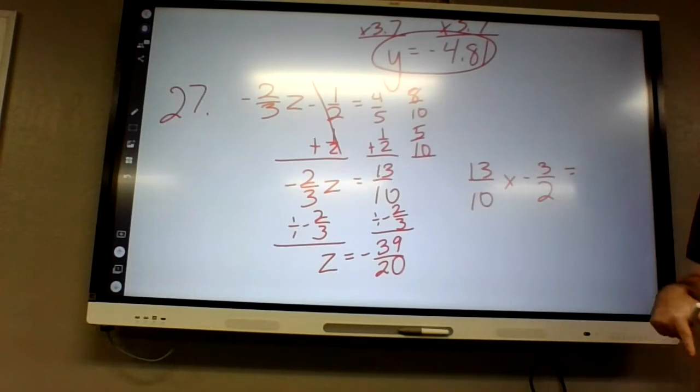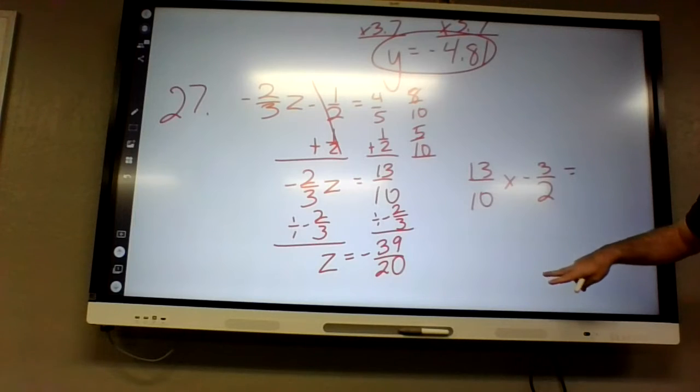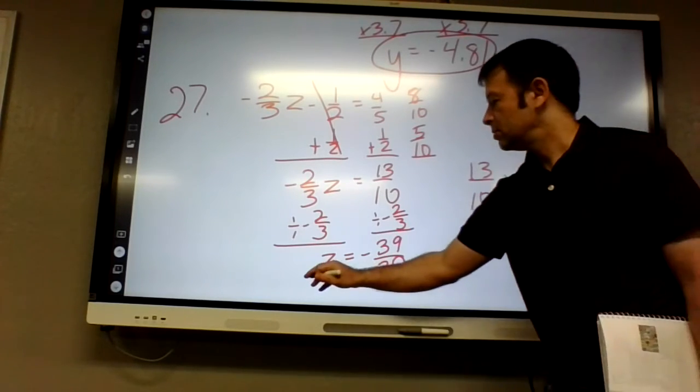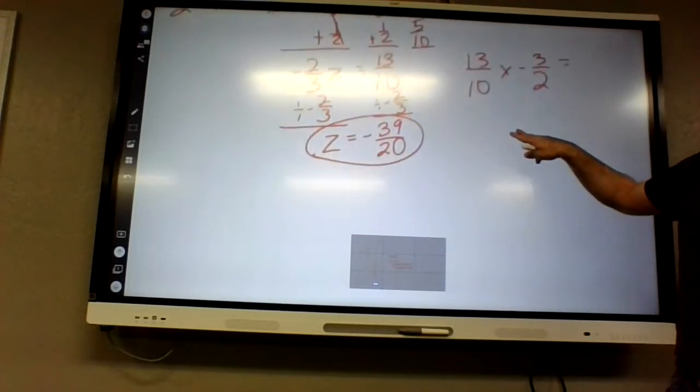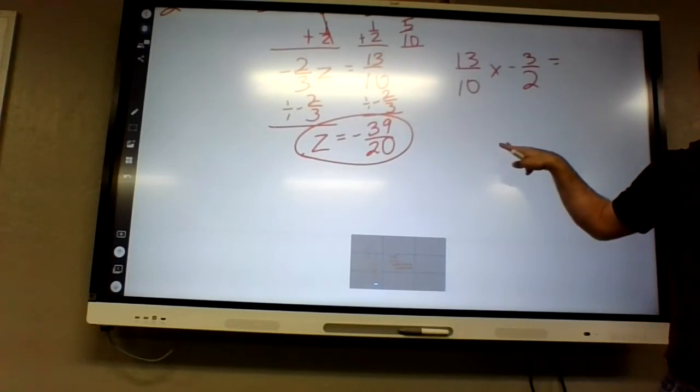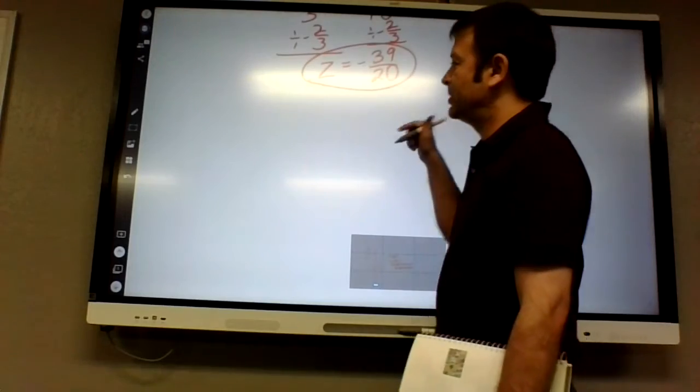Since it's a fraction problem, I want you to put the answer as a fraction, not a decimal. If you get a decimal on your calculator, you need to hit the fraction button. If you don't know how to do that on your calculator, you can ask, and I'll help. You guys done? Where are we, 29?